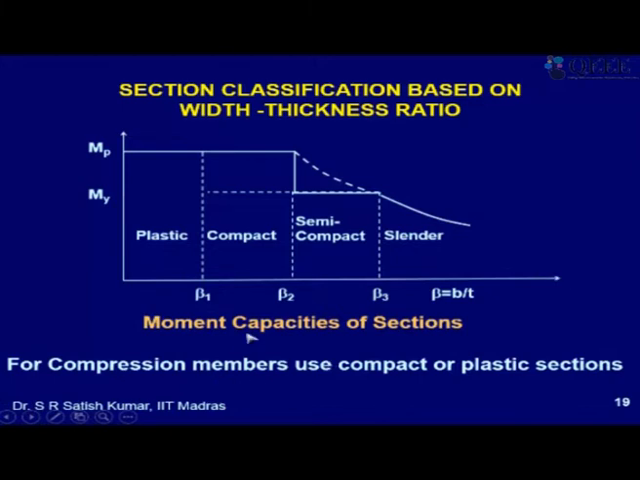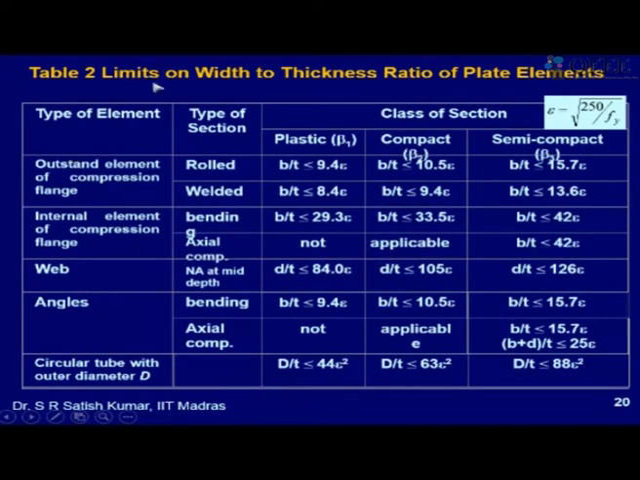For compression members, we don't have this type of classification because we are not drawing the moment rotation curve. So we will say that they should at least be semi-compact. These limits are given in table 2 of the code, right in the beginning of the code, I would say, as limits on width to thickness ratios of plate elements.